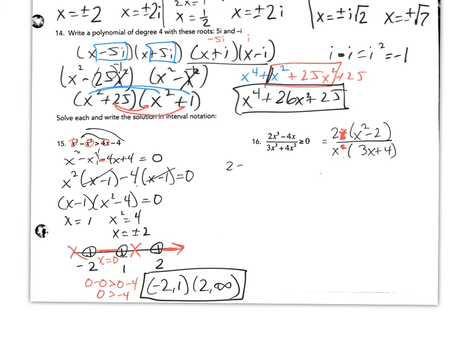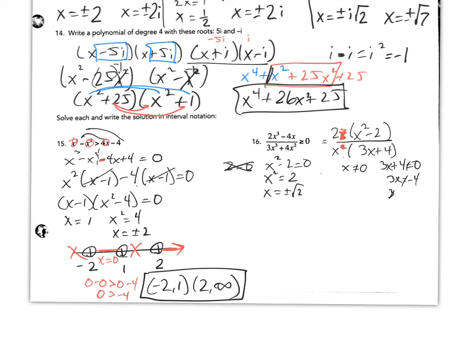So 2 equals 0, x squared minus 2 equals 0. Well, 2 equals 0 makes no sense, so that's gone. Here we get x squared equals 2, and x equals plus or minus radical 2. Well, you'll have a calculator, so you'll know what that number is, so you can graph it. And over here, the denominator is not allowed to equal 0. 3x plus 4 is not allowed to equal 0.